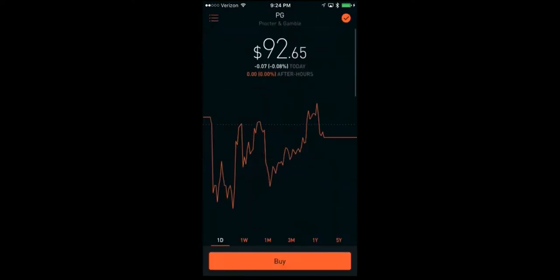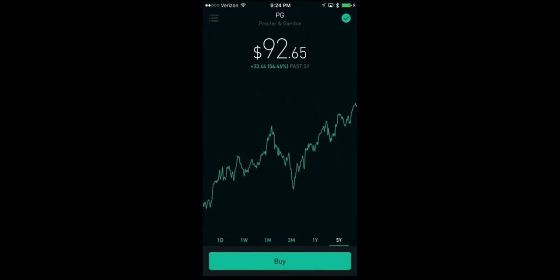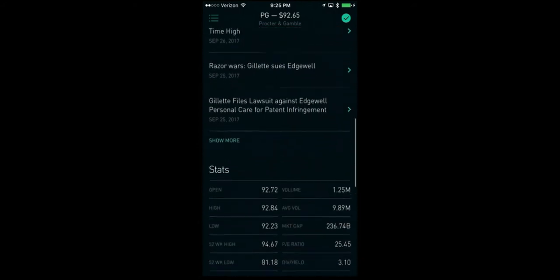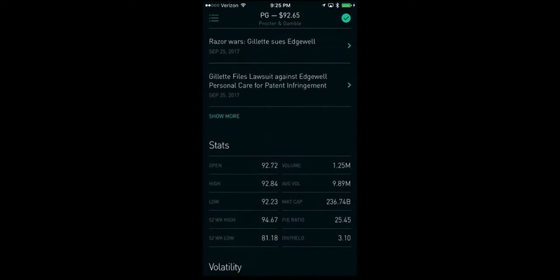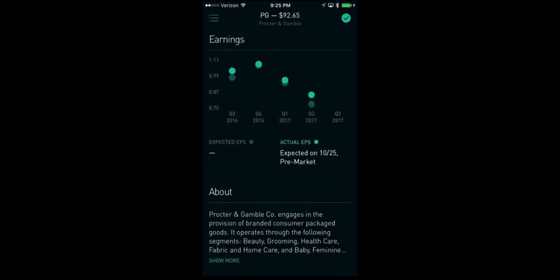So, Procter & Gamble, the 1 year, up 9.32%, and up 56.46% for the 5 year. So, 1 month up and down. It was up 0.14%, but 3 months, of course, it went up a little more at 4.82. Procter & Gamble, let's see, stats, 92.72 for the open. And the 52-week high is 94.67. And it started out in the last year at 81. Of course, it has a dividend yield as well, 3.10, a low volatility company. And then definitely reports above expected earnings.